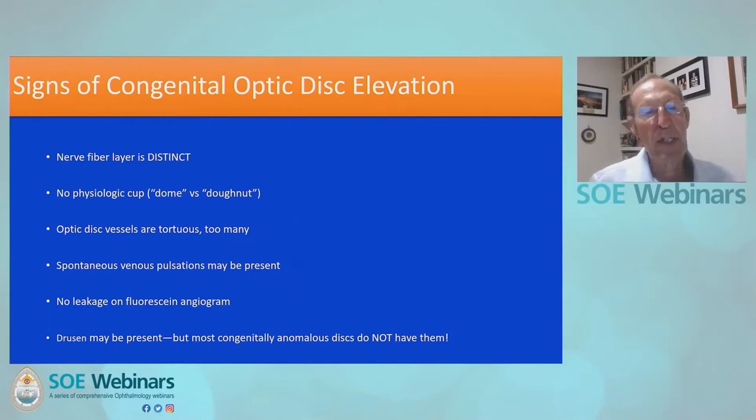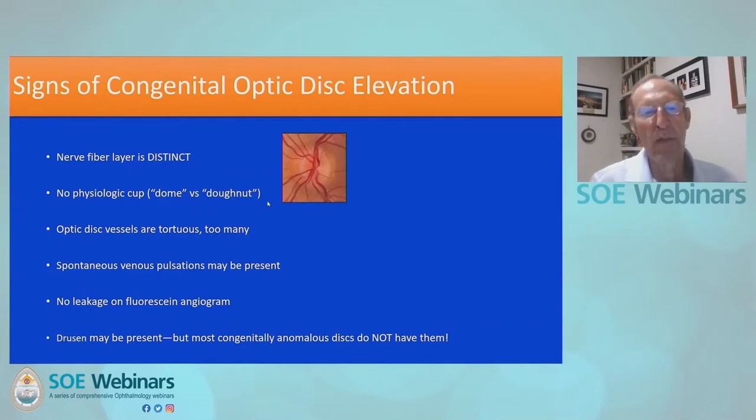Well, the first feature is that the nerve fiber layer is generally distinct. And here is that example showing you that if you looked at the margins of the optic discs, you would generally see that they have a distinct border. You know that that's not always the case and it can be very difficult.